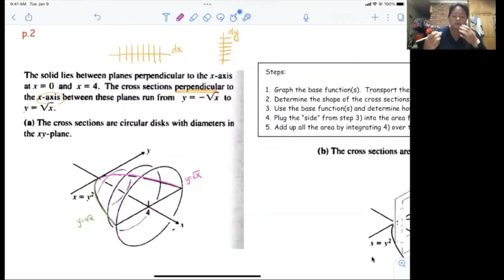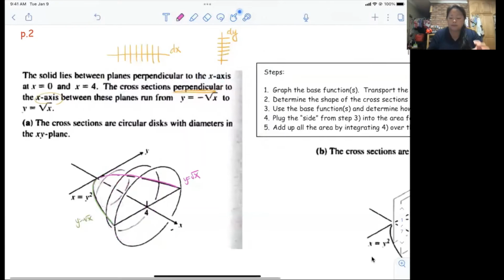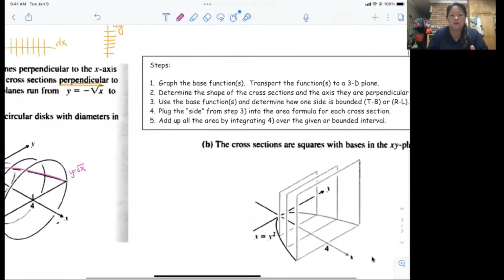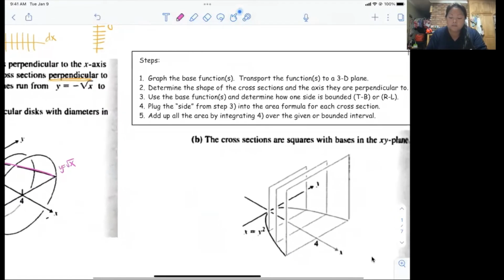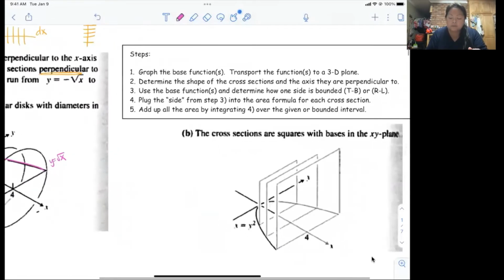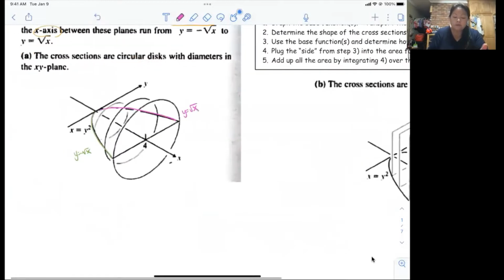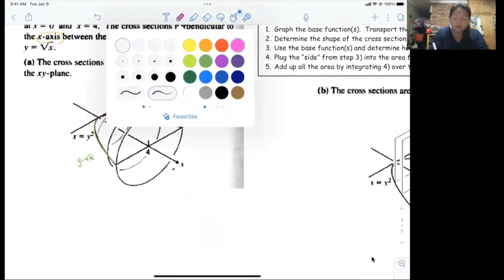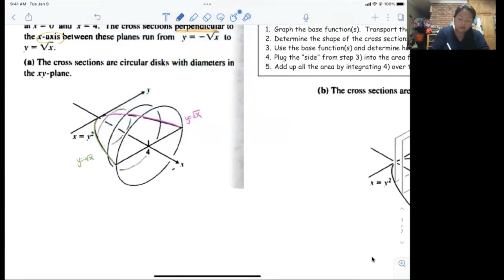So I try to give you some advice on how to start a problem like this. First you graph your base functions, right? Here are your steps, which we already did. We transport the function to a 3D plane, which we're going to do in number 2 here. But number 1, this is already done for you, kind of like a training wheel. Determine the shape of the cross sections and the axes they are perpendicular to. So first of all, we already know this is a dx problem, right? Because we are perpendicular to the x-axis. So the volume of this is something dx, right?